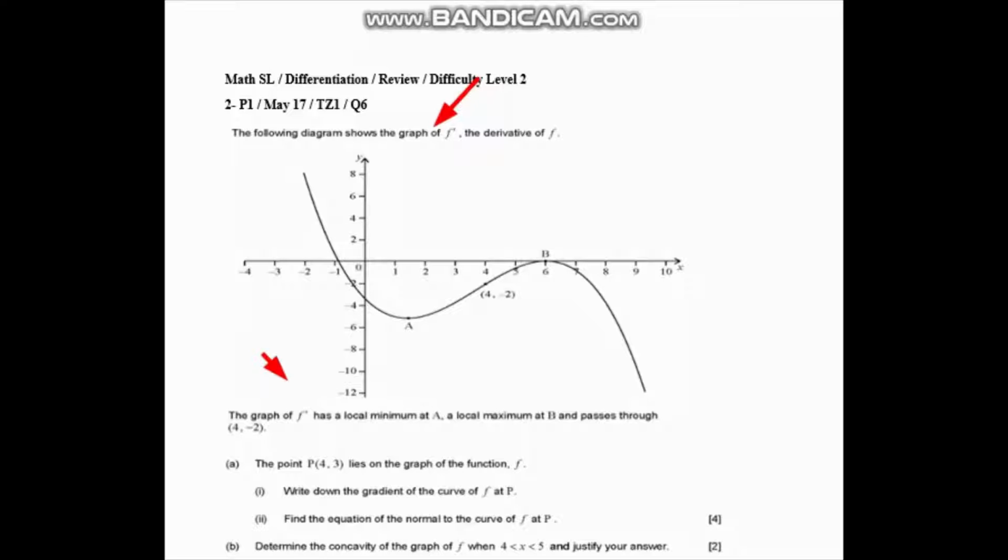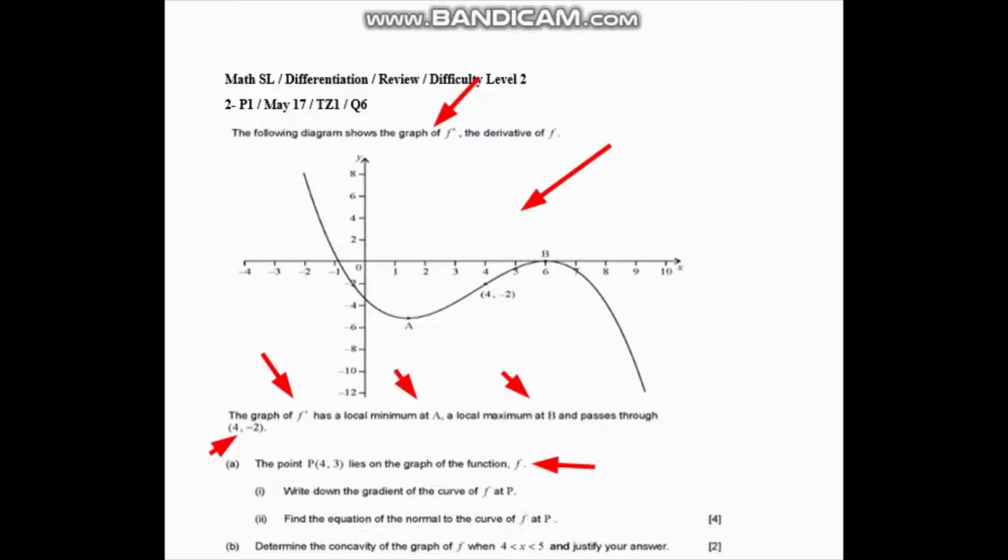And you are told that the graph of f dash has a local minimum at A, a local maximum at B and passes through 4, negative 2. In A, you are told that the point P 4, 3 lies on the graph of the function f. Bear in mind that it does not lie on this graph. It lies on the graph of the function f, which we cannot see here.